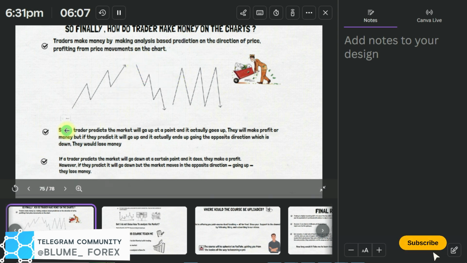You understand? So if a trader predicts the market to go up at a point and it actually goes up, they will make profit or money. But if a trader predicts it to go up and it actually ends up going the opposite direction, which is down, right, they will lose money. It's as simple as that.